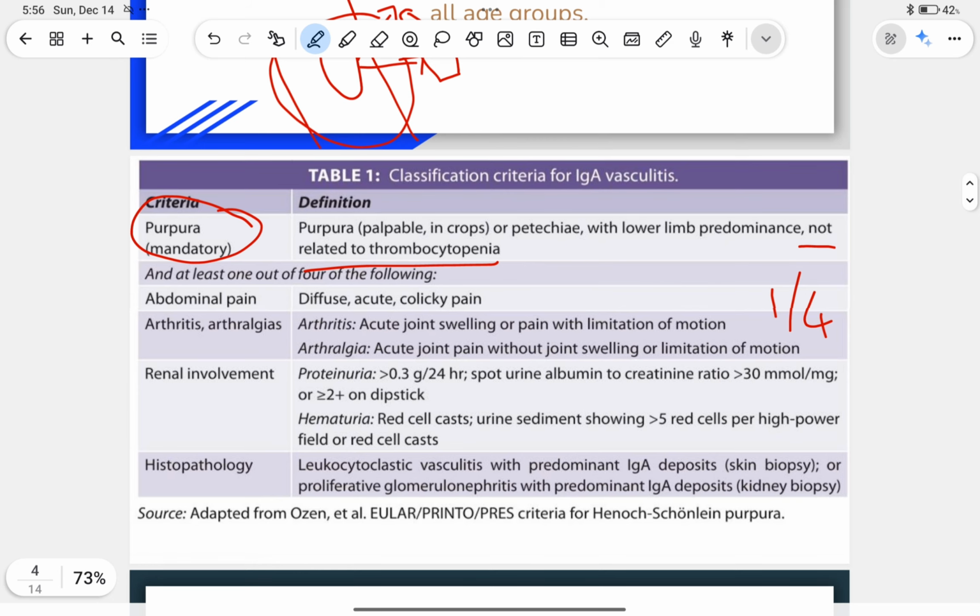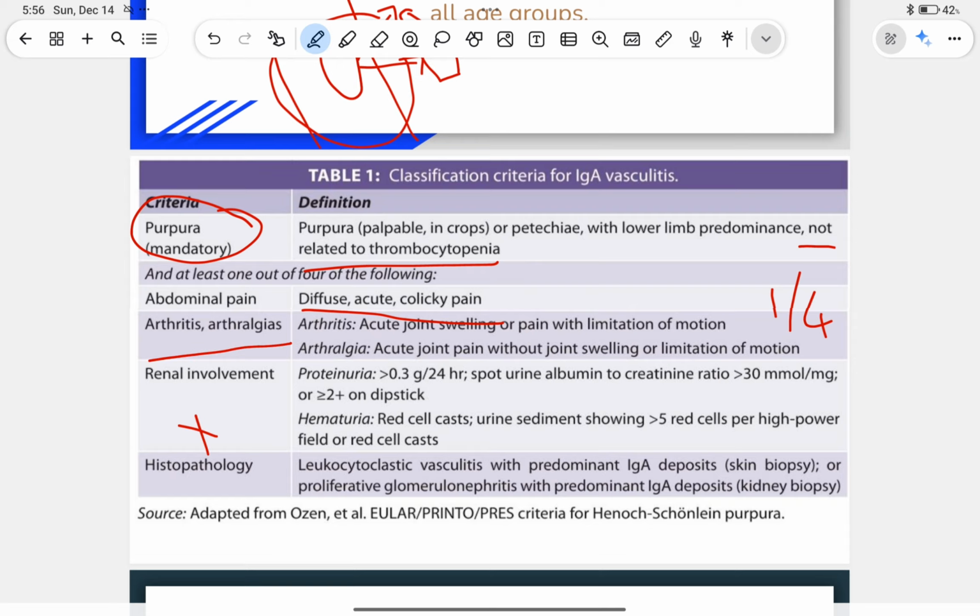Next, 1 out of 4 following criteria should be satisfied. First, because of vasculitis of abdominal small vessels, there will be diffuse colicky abdominal pain. Patient will come in very severe pain. Sometimes it may be mistaken for appendicitis or peritonitis and we may open the abdomen. There will be very severe pain. Next, there is deposition of IgA in the joints that will cause arthritis.